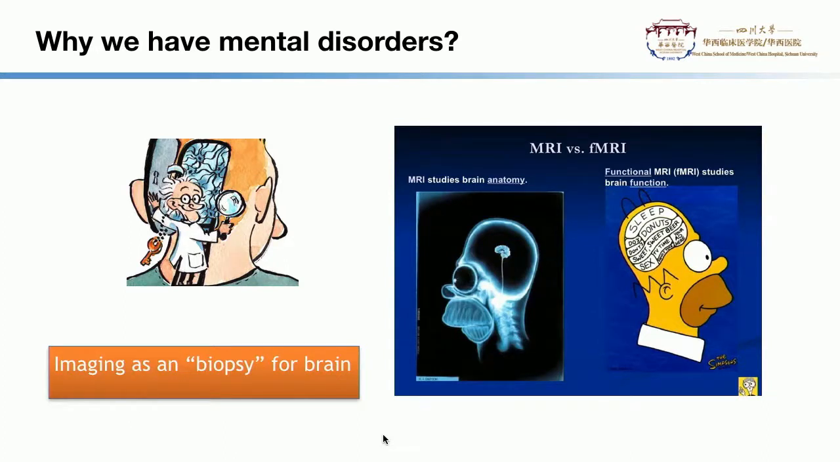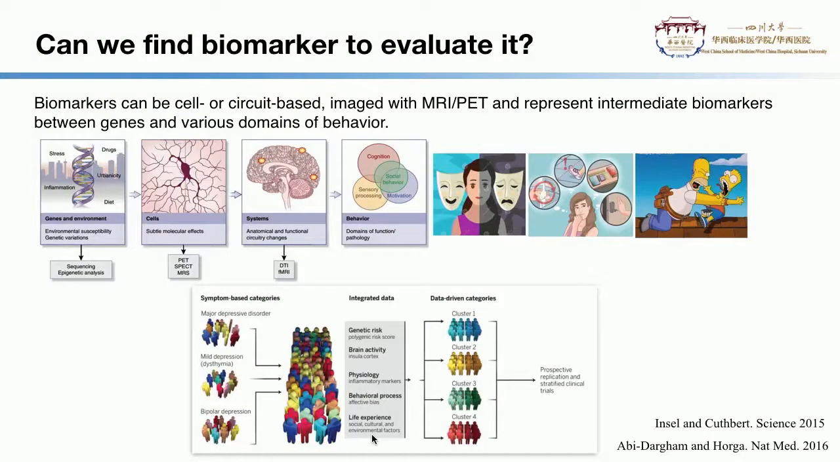Several years ago, there were a lot of post-mortem studies looking at people after death. But we just mentioned that people with psychiatric disorders do not die right when they get the disorder. It may be several years, even decades, before they die. So at that time, what you find in the pathology may not directly correlate with the symptoms when the person was alive. Luckily, now we have imaging, and we hope imaging can be a biopsy for the brain to understand the pathology.